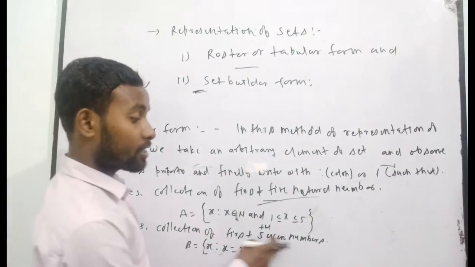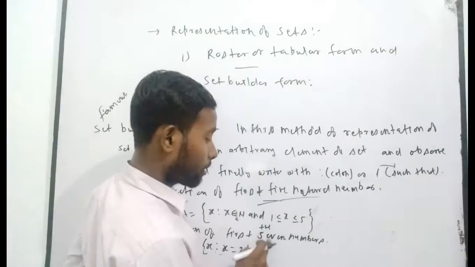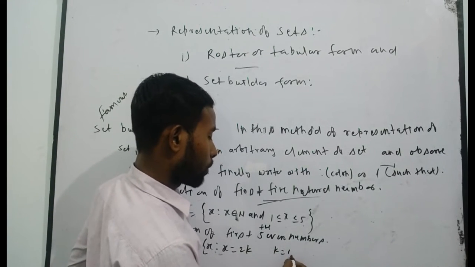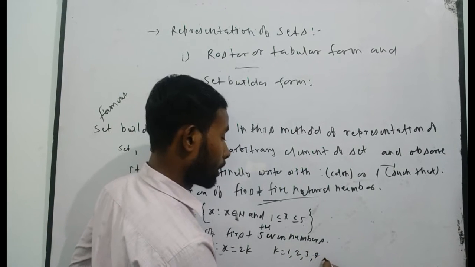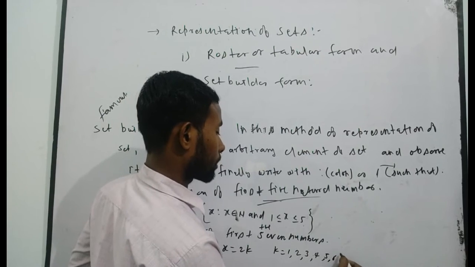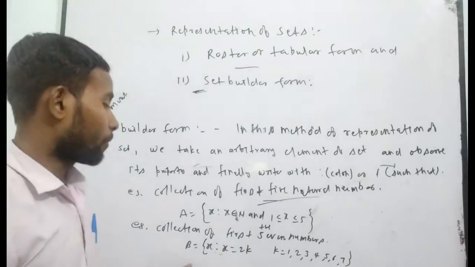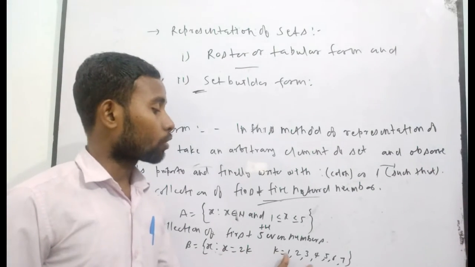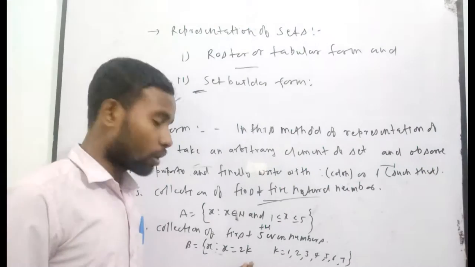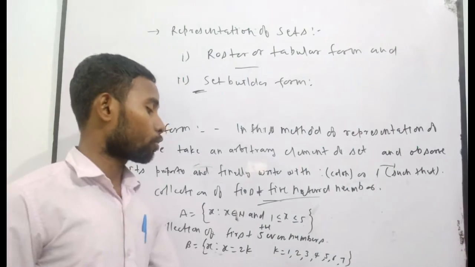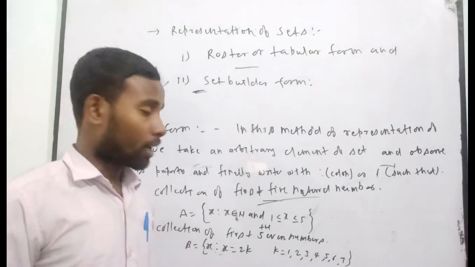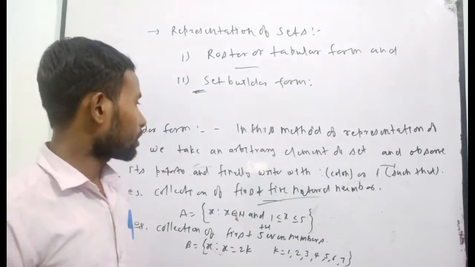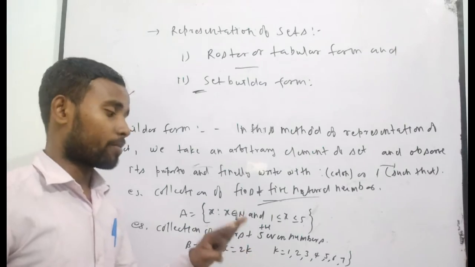Here I have written the collection of the first 7 numbers. Definitely you will say the first positive even numbers, 2k, where k is equal to 1, k is equal to 2, k is equal to 3, 4, 5, 6, 7. This is the way to represent the collection of even numbers: x such that x is equal to 2k, where k is equal to 1, 2, 3, 4, 5, 6, 7. Putting k values: 2 times 1 is 2, 2 times 2 is 4, 2 times 3 is 6, 2 times 4 is 8, 2 times 5 is 10, 2 times 6 is 12, 2 times 7 is 14. All these are elements, the positive even numbers. Have you understood?